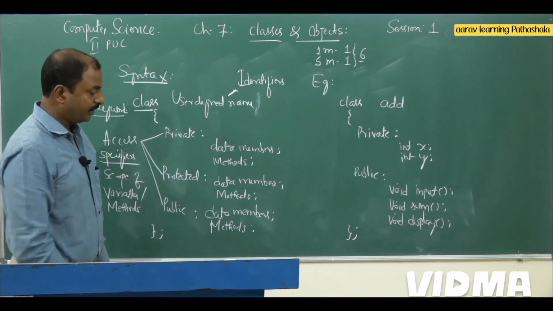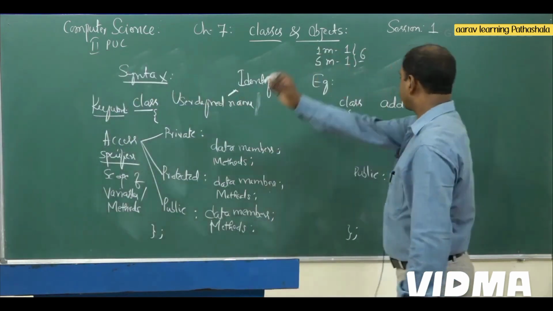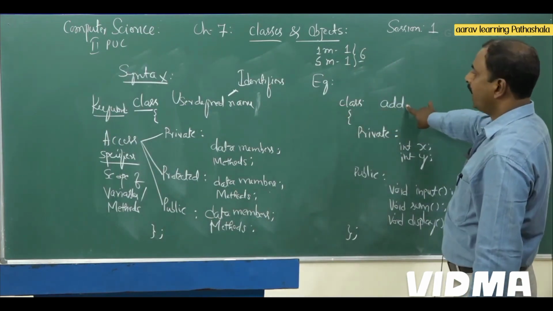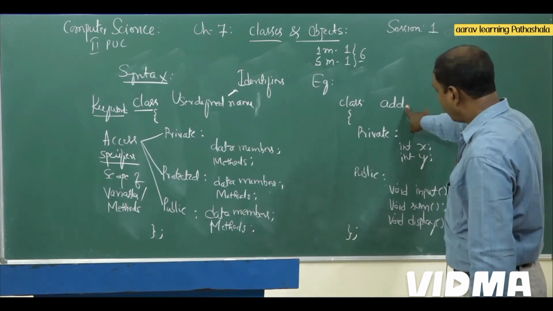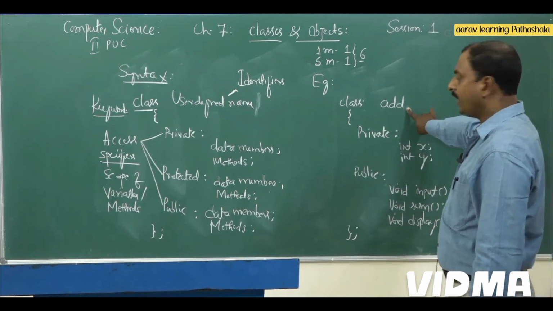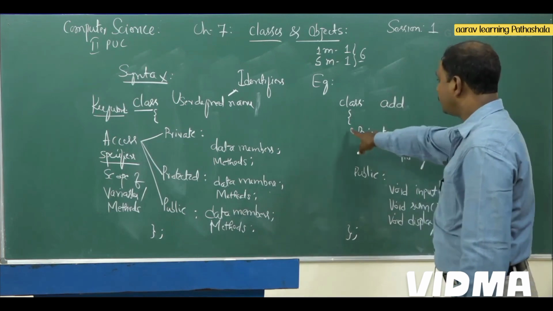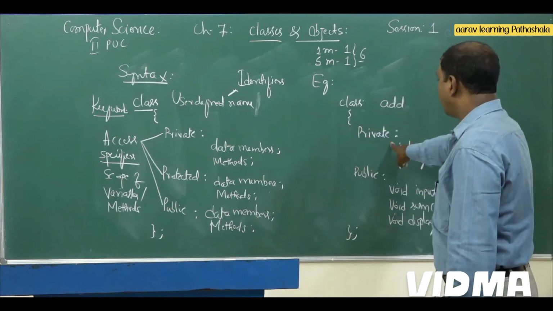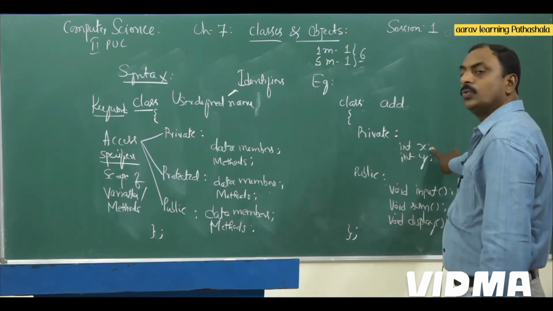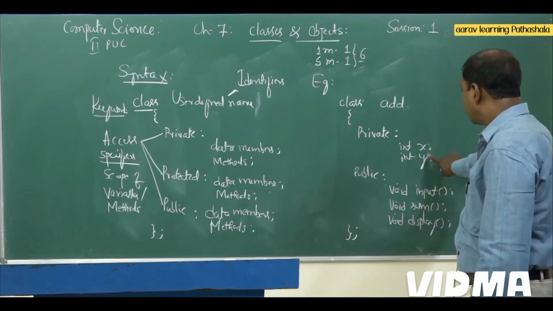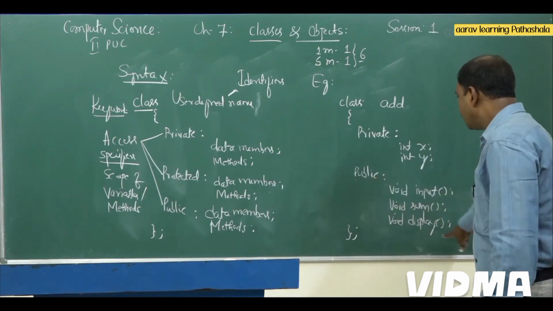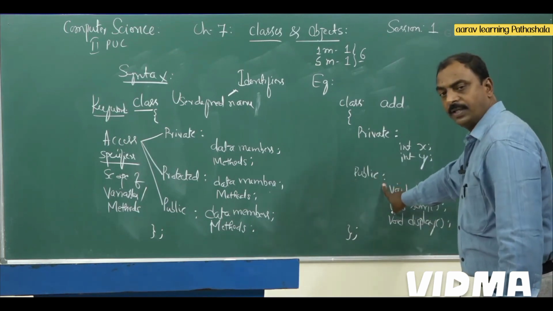Look at the syntax here. In this example, class is a keyword. This is addition, because I am going to add these two numbers, so I have given the name add. So add is the name of the class. Next, open the flower bracket, private access specifier, and the colon is important. Here I am going to use two variables, x and y, because I want to add two numbers.